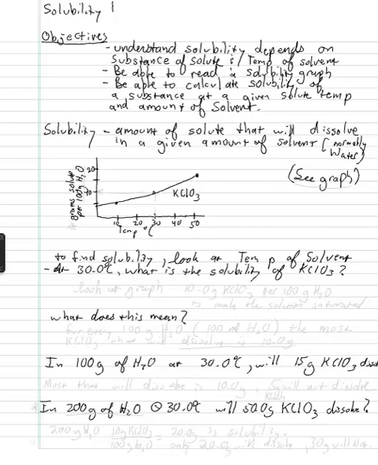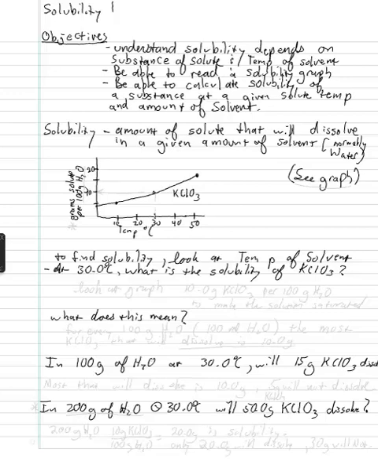So, first off, solubility is the amount of substance that will dissolve in a given amount of solvent. Normally, in our course, the solvent is going to be water. That's what's doing the dissolving. It's the dissolver. That's why it's the solvent. So just remember that. That's the V, the dissolver.